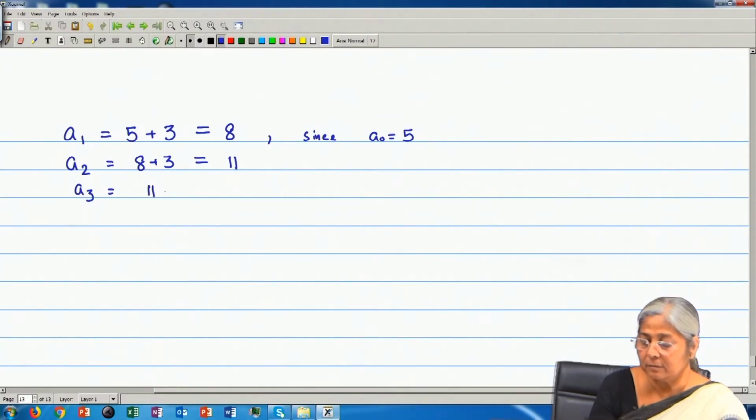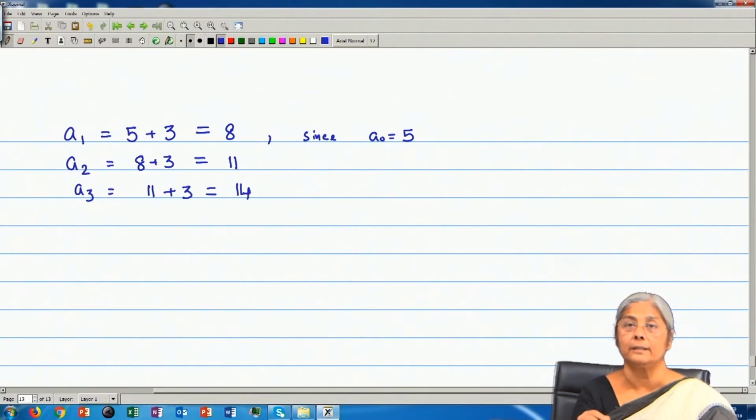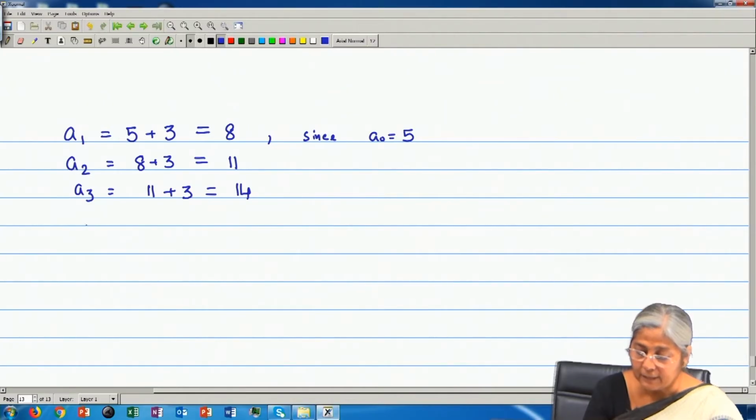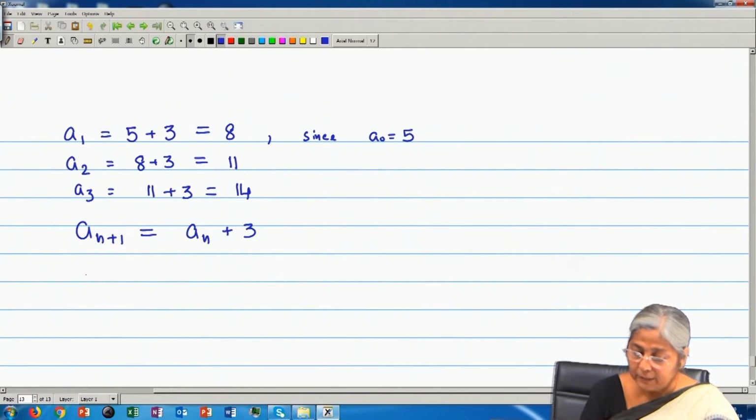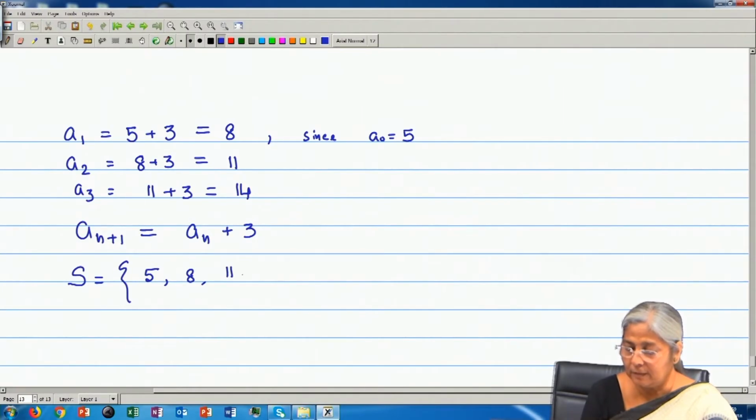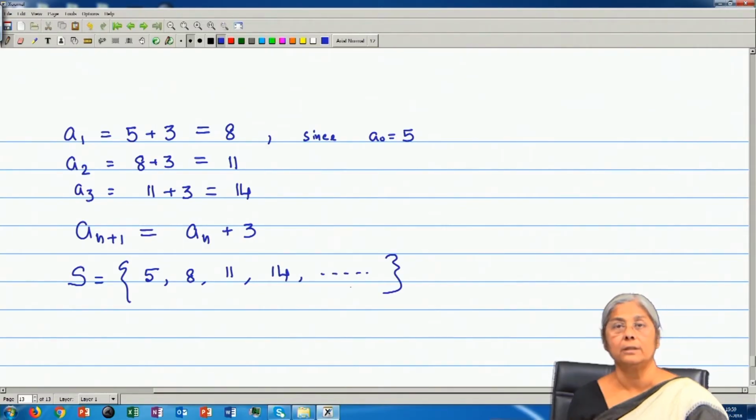Next element I got, always with the previous element I add, and this is I am telling that recursively I get. That means, I can write some n plus 1th element I can get with adding 3 with the previous element. So, finally, I got my set as if I start with 5, then 8, then 11, 14, like that. It will get in this way.